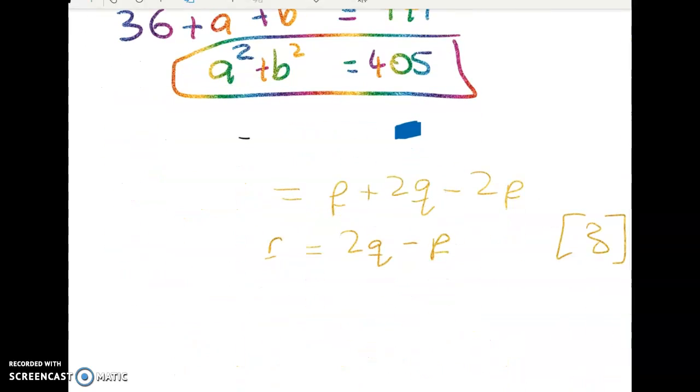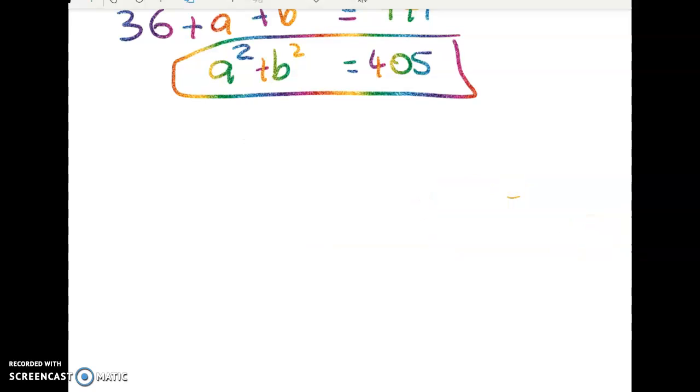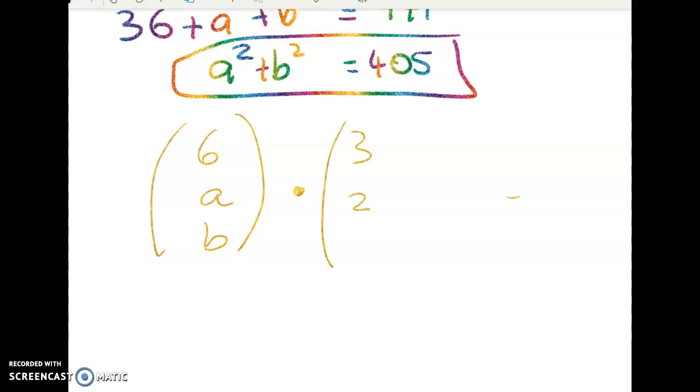I'll just get rid of this first. Right, so we've got two vectors. The first vector is 6, a, b, and the second vector is 3i plus 2j plus 2k, so we can write it like this. And we know that that equals 0 since they are perpendicular.